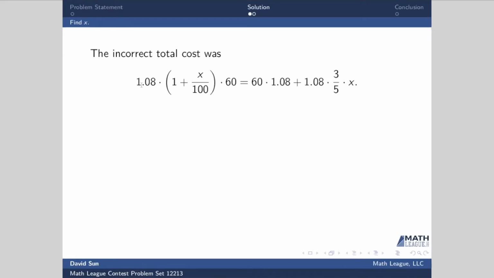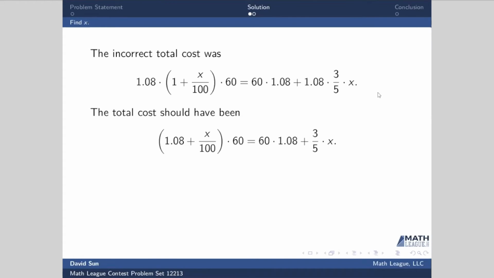The incorrect total cost can be expressed this way, again, using 2 multipliers, like we stated previously. We can write this as this right-hand expression. The correct total cost that it should have been can be modeled by this equation here. Again, note that there's only a single multiplier on the left-hand side of this equation.